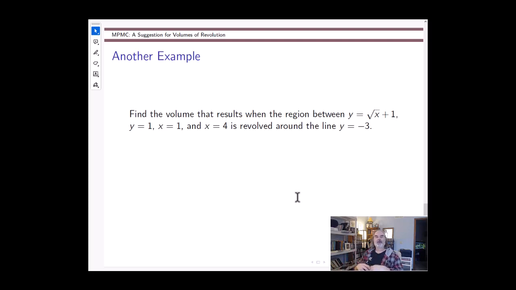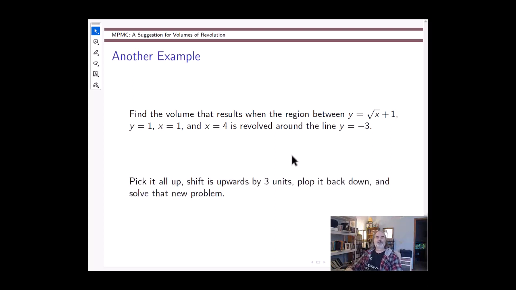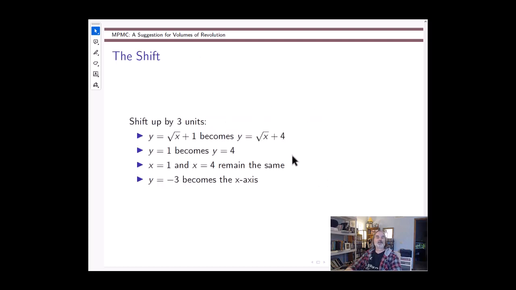Yuck. Either go back and reconsider the partitioning and the Riemann sums and things like that to build up to a new formula, or say thanks but no thanks. I'm going to find the equivalent volume. I'm just going to take everything in this problem, lift it, pick it up by 3 units and plop it back down and solve that new problem. And that would get us the equivalent volume.